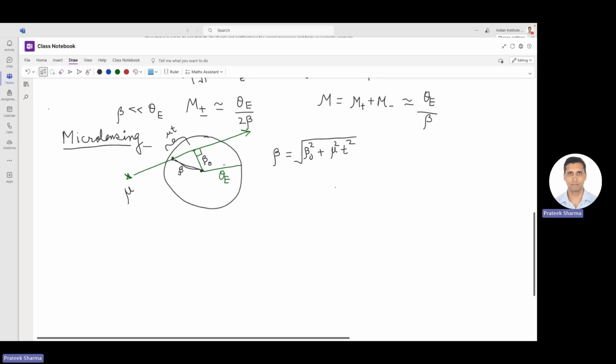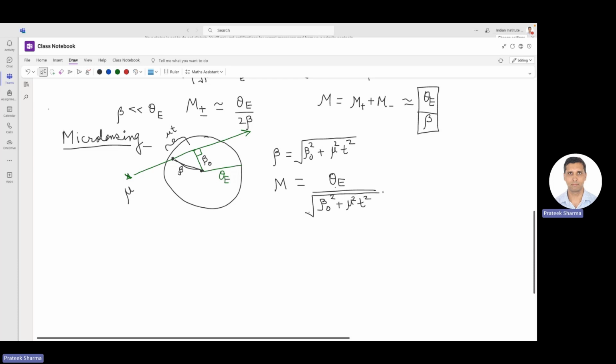So at t equal to zero, you are at beta naught, that's the impact, the true location of the source. And recall this formula, which I'll be using, assuming that beta is smaller than theta E. So my magnification is equal to theta E divided by the square root of beta naught squared plus mu squared t squared.